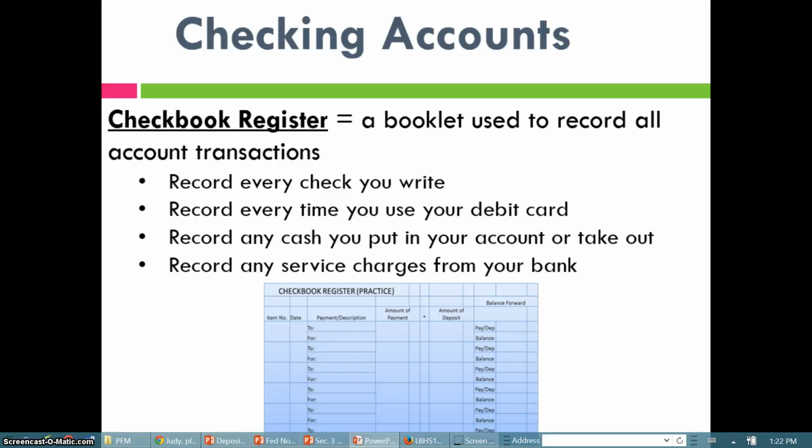A checkbook register is a booklet used to record all your account transactions. You'll record every check you write, every time you use your debit card, any cash you put into your account or take out, and any service charges from your bank. So this will let you know specifically how much is in your account at any time.